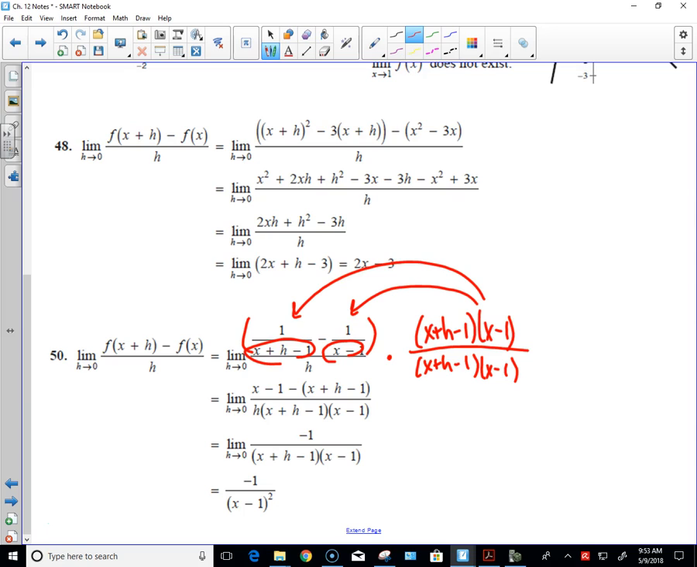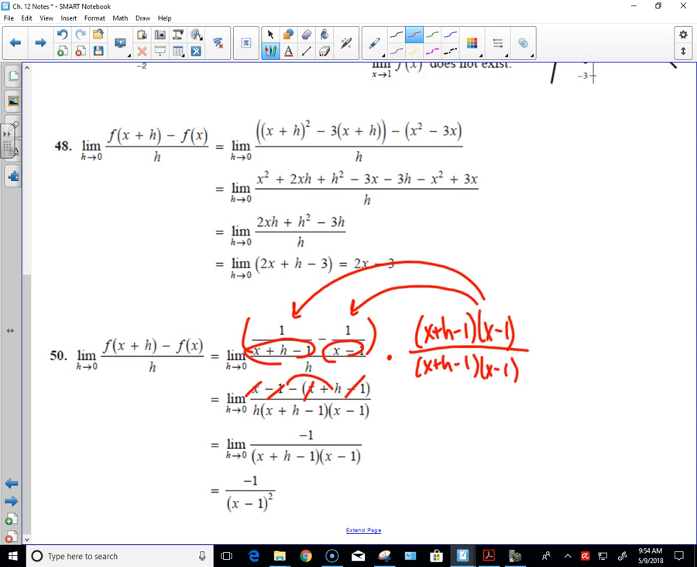Then what? Don't kill a seal. Reduce. There was a jump in here. This canceled out with that when we distribute the negative. This canceled out with that when we distribute the negative. And we had a negative h left over. Where did the h go? They reduce top and bottom, so then you just have a negative 1 over, and you plug in 0. You end up with x minus 1 times x minus 1 squared.